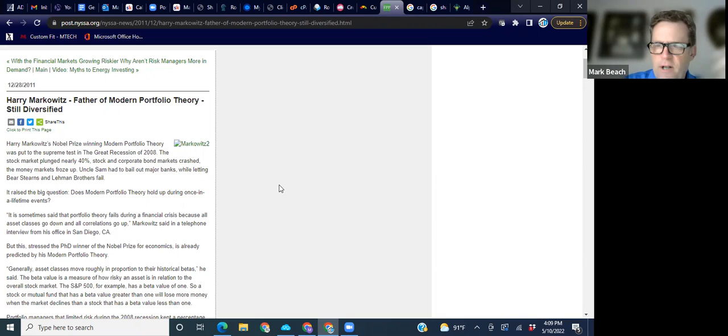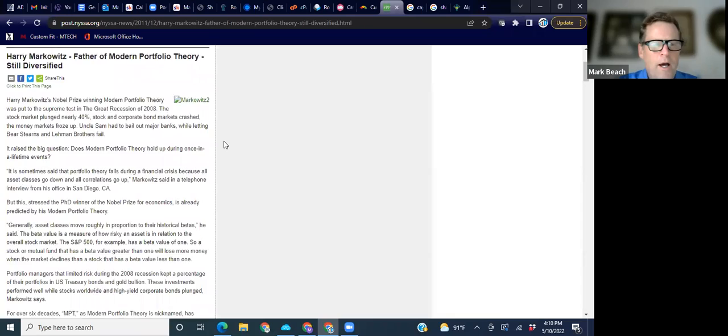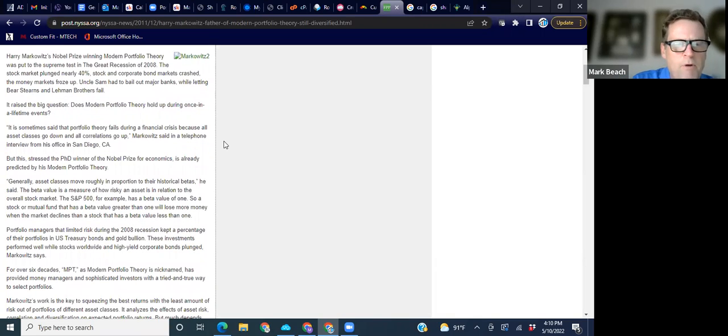This article is saying the same thing. It was put to the supreme test in the Great Recession of 2008. The stock market plunged nearly 40%. Stock and corporate bond markets crashed. The money markets froze up, and Uncle Sam had to bail out major banks. Now, I'll dispute that statement, but anyway, they did, while letting Bear Stearns and Lehman Brothers fail. It raised the big question: does modern portfolio theory hold up during once-in-a-lifetime events, or what Ben describes as black swan events, right?